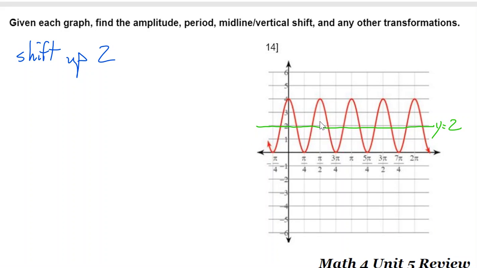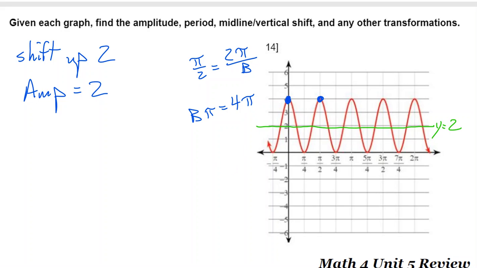My amplitude appears to be up 2 and down 2. There is no flip. So the only thing left is to figure out the period, which appears to be, from a cosine starting point, from 0 to pi over 2. Now that's going to be period equals 2 pi over b. So when I cross multiply, I get b pi and I get 4 pi. So b must be 4.